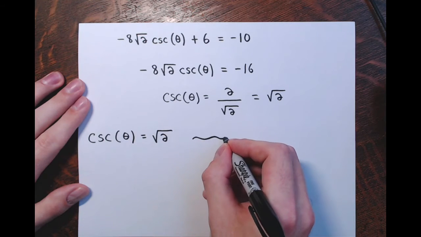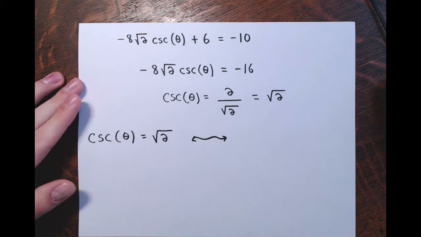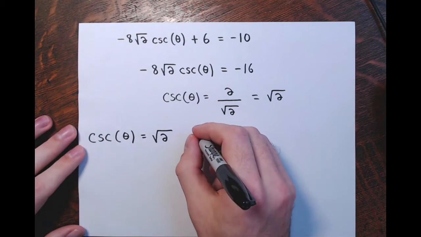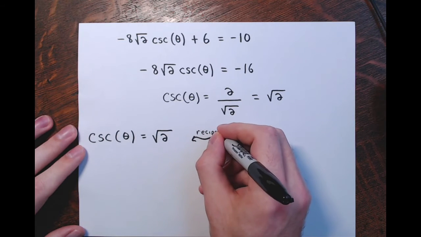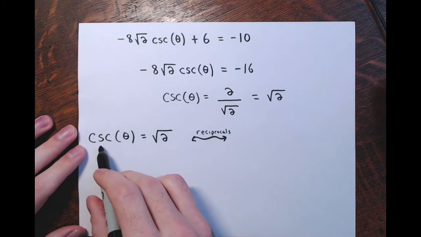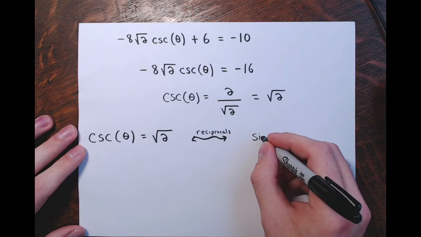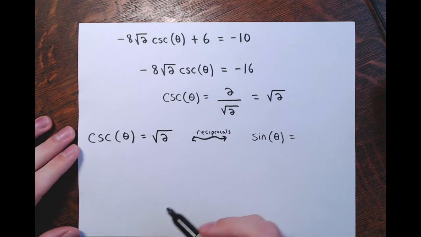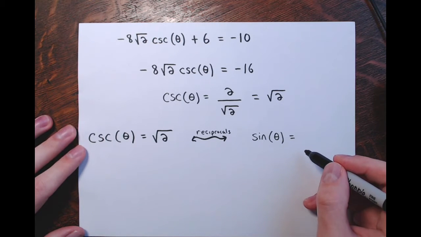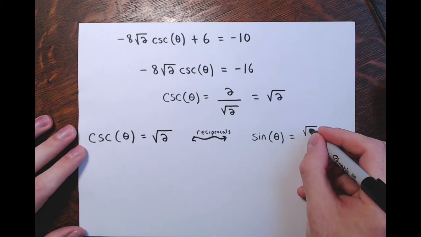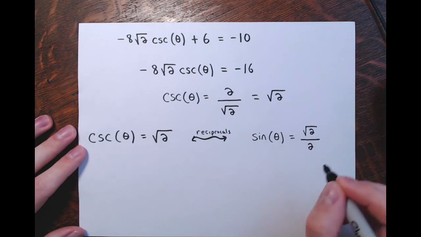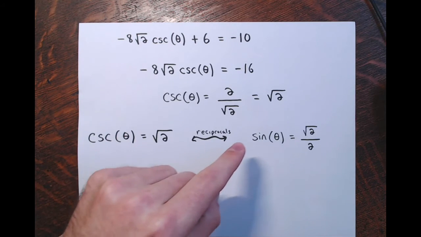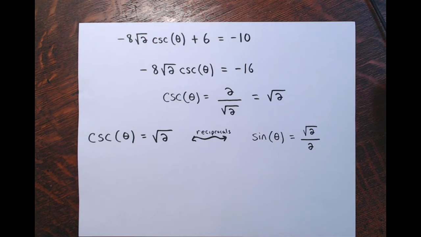Now if you don't like working with cosecant, you can do this if you wish. Once you've isolated the trig function like this, you could take the reciprocal of both sides. The reciprocal of cosecant is the sine of theta, and the reciprocal of square root of 2 would be 1 over the square root of 2, which when you rationalize, is the square root of 2 divided by 2. Either way, solving this equation on the left is equivalent to solving this equation on the right. They'll have the same solutions.